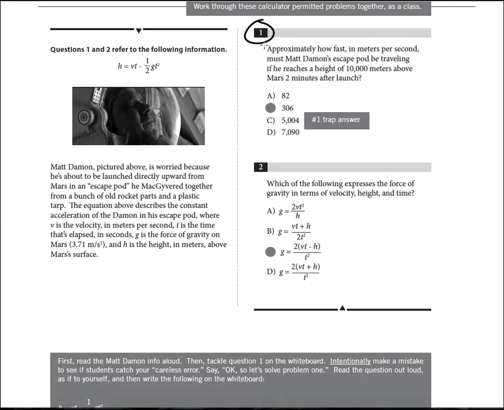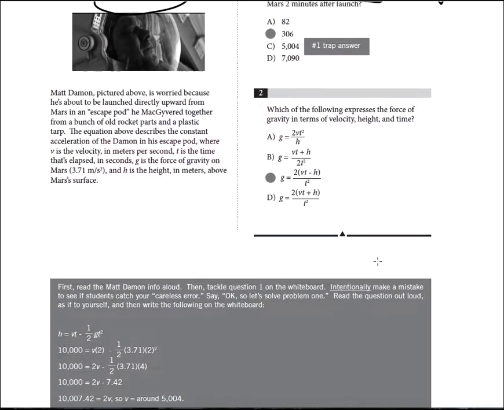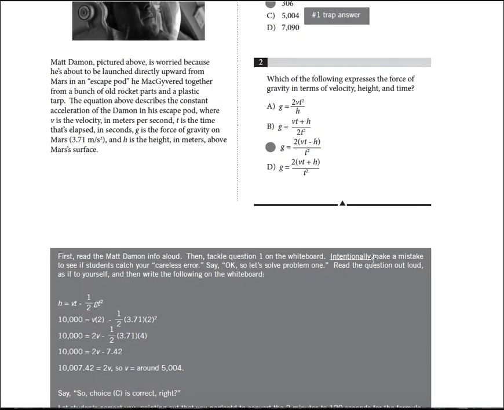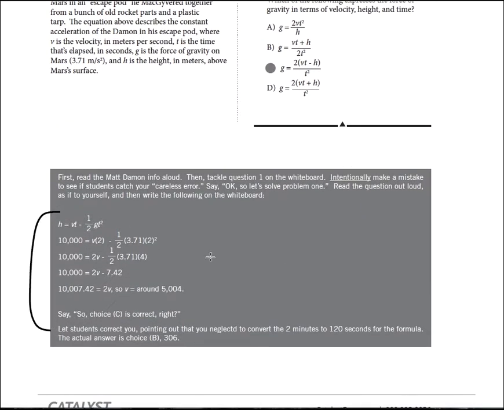And what you're going to do is use this formula here to figure out what we want to know, which is, we're solving for v, the velocity: how fast must Matt Damon be traveling to reach 10,000 meters. So what you'll do with your students is you'll use the whiteboard and you'll say, okay, let's do this one together. You're doing h equals vt minus 1/2 gt squared, right? And then you're just plugging in the values. We know that h equals 10,000. v is what we're solving for.